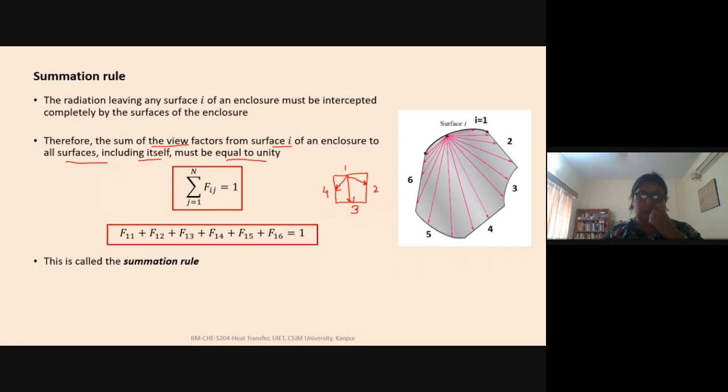So suppose we talk about this case where we have 6 surfaces, then we can write that F11 plus F12 plus F13 plus F14 plus F15 plus F16 is equal to 1. So suppose we are writing it for the square, it will be F11 plus F12 plus F13 plus F14 is equal to 1. So this rule is known as the summation rule, because we are summing things up. That is why it is called the summation rule.